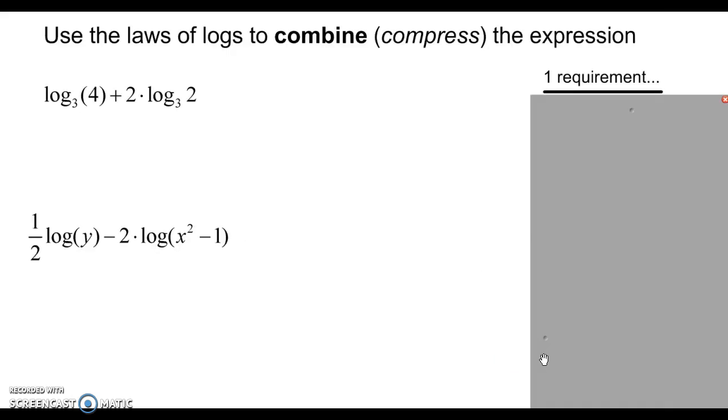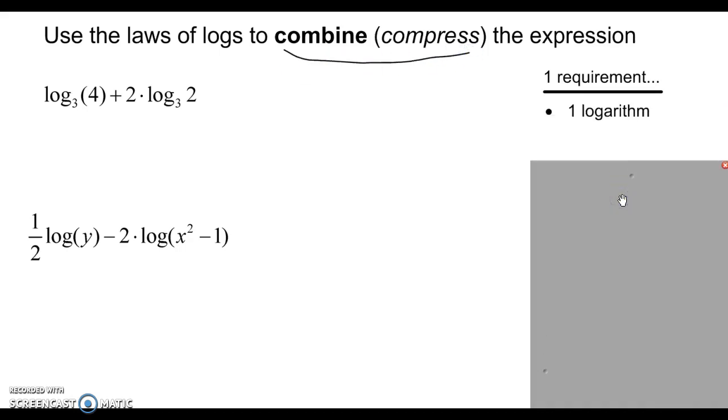And now we're going to go the opposite way. So this is called combining or compressing logarithms. The requirement is we need to make it into one logarithm. So it may start out as 2 logarithms, but it's got to end up as 1 logarithm. I can't push these together because I have a coefficient. The law of logarithms says you have to have a log of something plus a log of something in order to push it together. So I've got to move this up first before I do anything. I can't push that together until I do that.